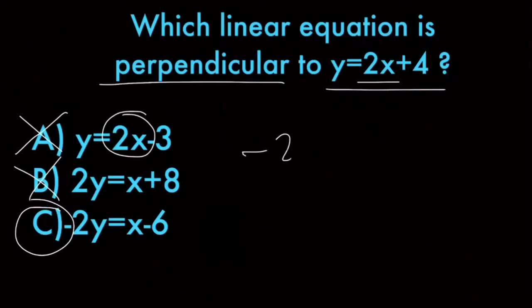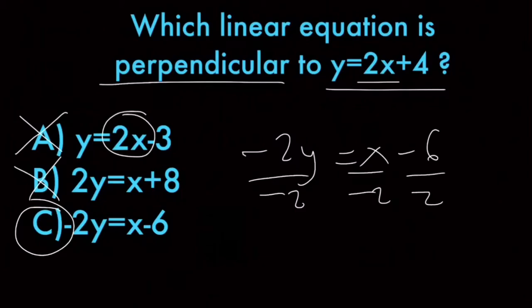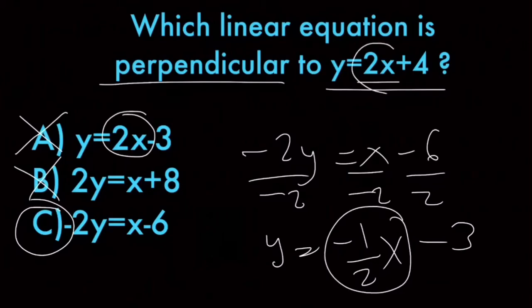So -2y equals x minus 6. Divide by -2. This will be y equals -1/2x. So yes, the perpendicular slope is here, and then just finish it up, -3. So we found that the slope is perpendicular, making these two lines perpendicular. So this is the correct answer.